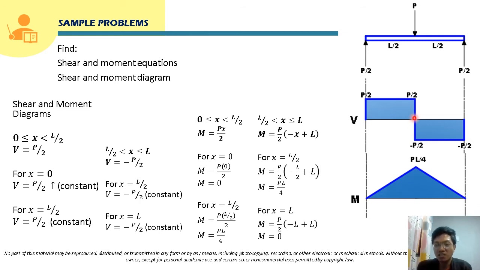Okay, but actually, class, at this point, this is not... At the left side of force P, the shear is P over 2. But at the right side of P, the shear is negative P over 2. Yeah, but anyway, okay. So this will now be the answers, class, for this problem.